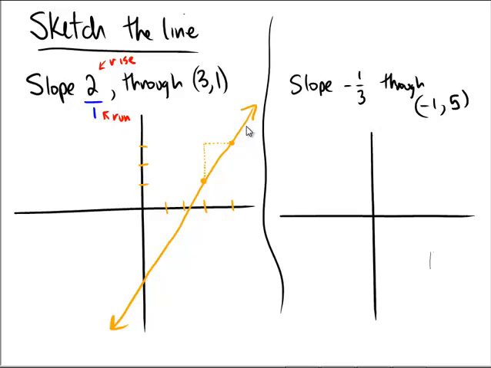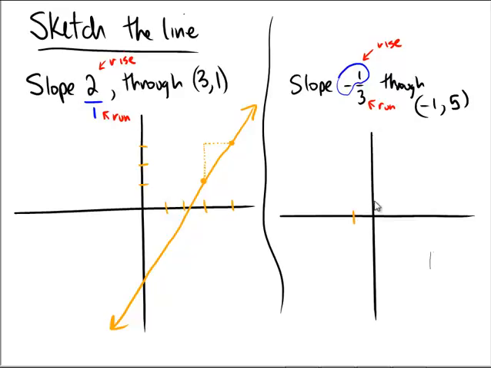Okay, second example. We want the slope to be negative 1/3, and it's going to go through the point negative 1, 5. This time with that slope, I'm going to group the negative with the 1, so that way my rise is going to be negative 1 and my run is going to be 3. Technically it doesn't matter which one you group it with, I just as a habit group it with the top one.